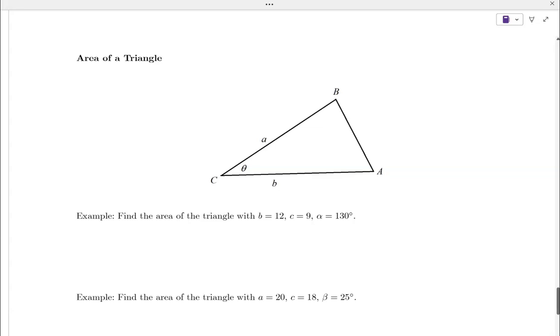This one asks us to look at area of a triangle. Okay. Interesting. What's your typical formula for area of a triangle that you have?